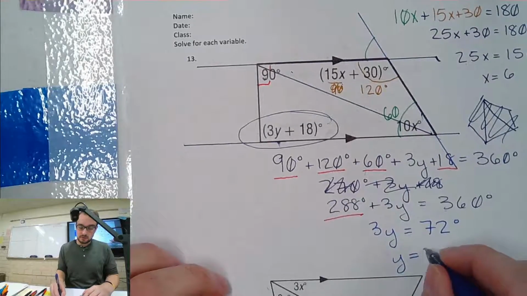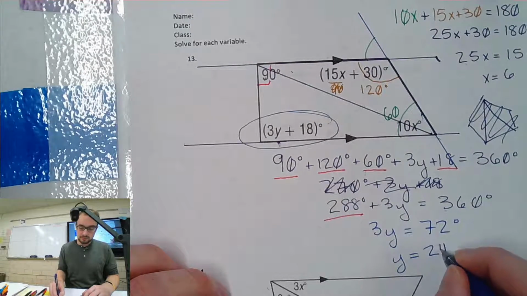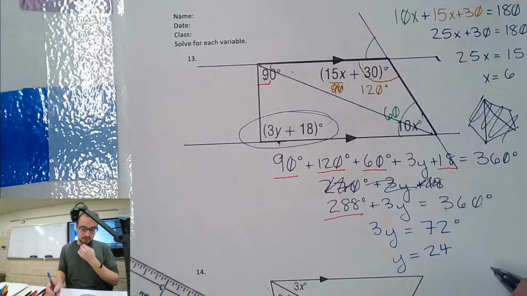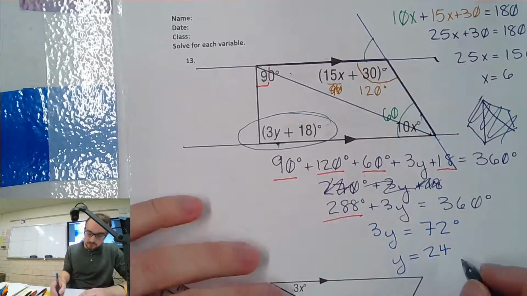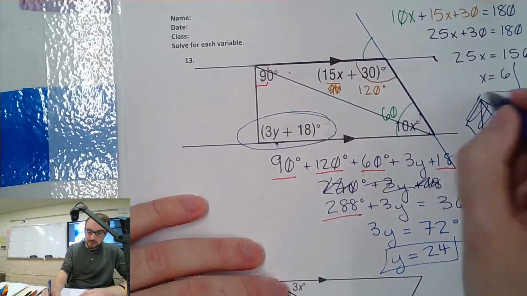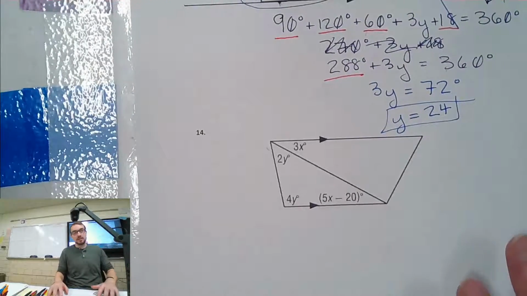$21. No, it's 63. Not 21. It's 24. Yep. 3 times 20 is 60, right? I need 12 more, so 4 more. So y is 24, and we're done. We got x, we got y. 14, same thing. Extend your lines.